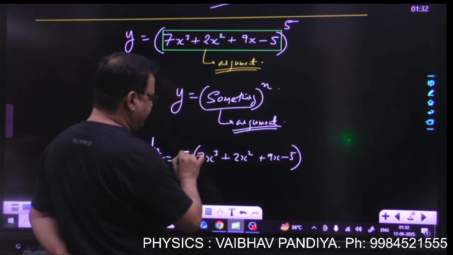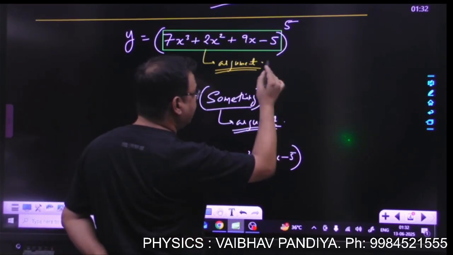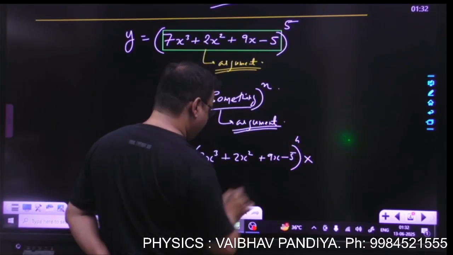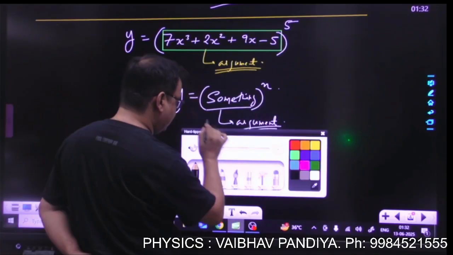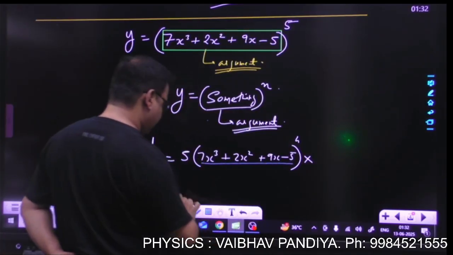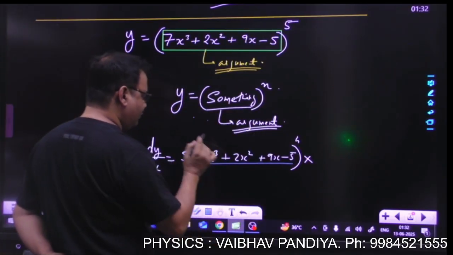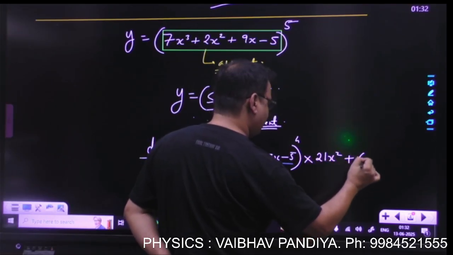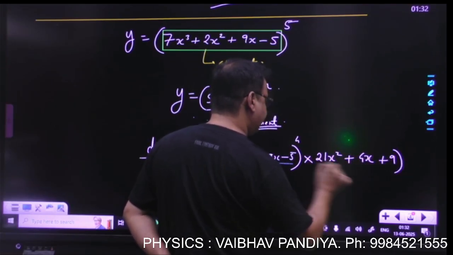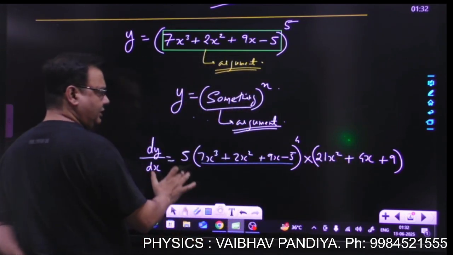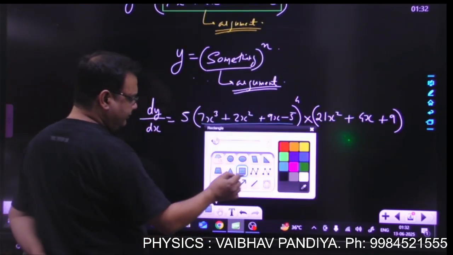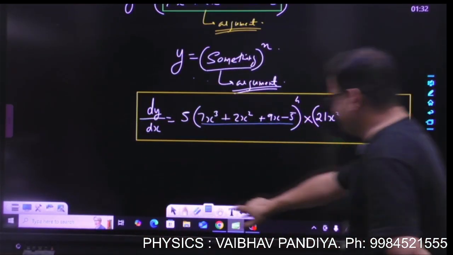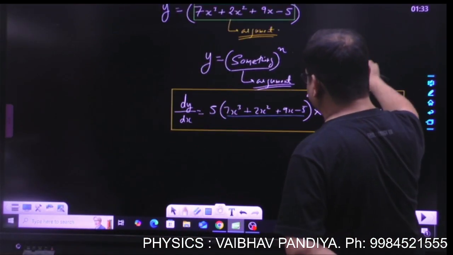Now apply the basic formula. This is n, the power will be n minus 1, 5 minus 1 will be 4. And then we will form the chain. We have to multiply with the derivative of the argument. So the derivative of 7x cube will be 21x square, plus 4x plus 9, and 5 has a derivative 0. So this will be the answer for dy by dx. I'll give you more illustrations for the application.